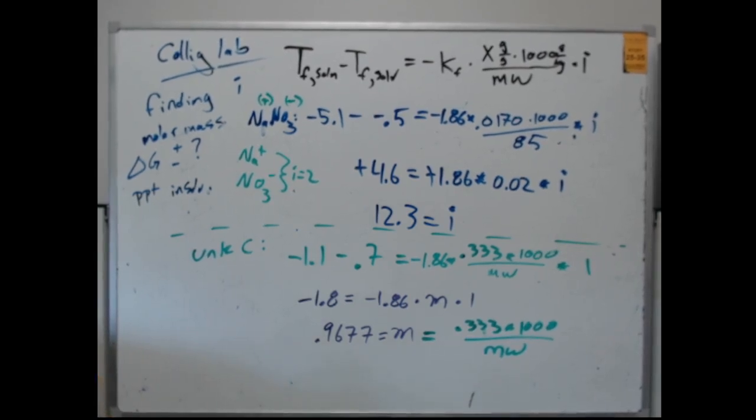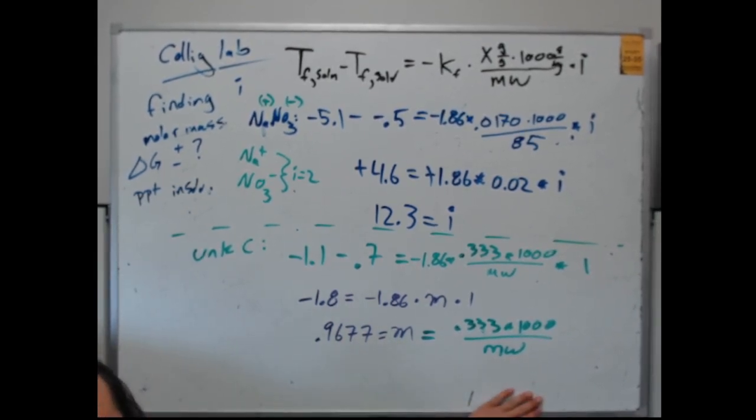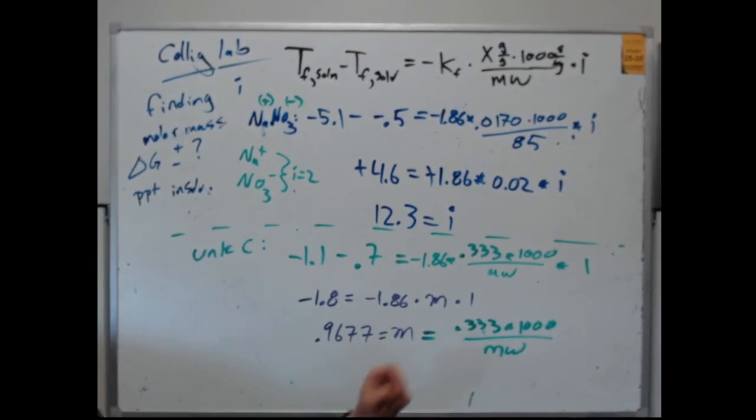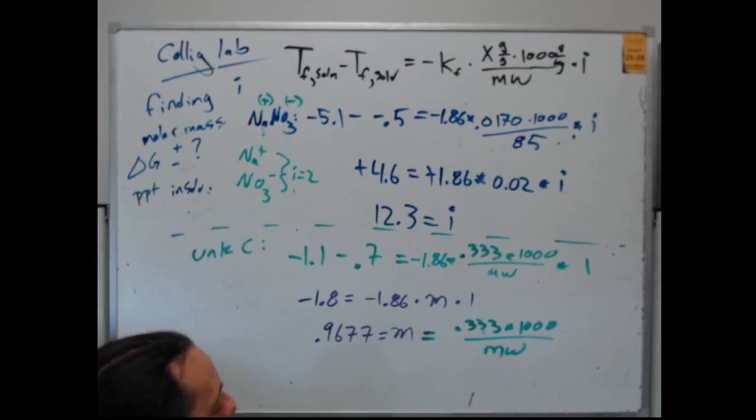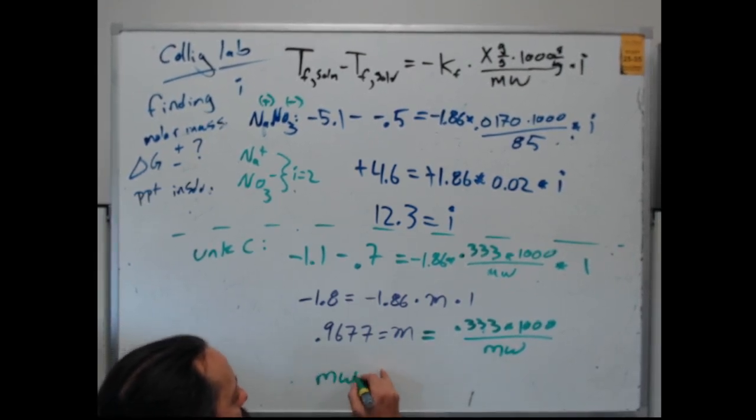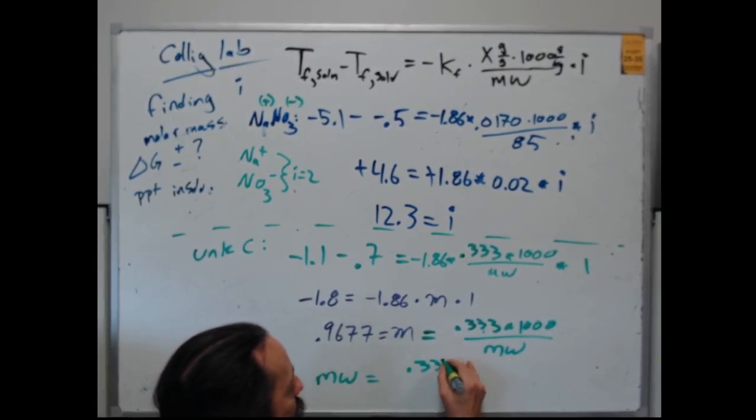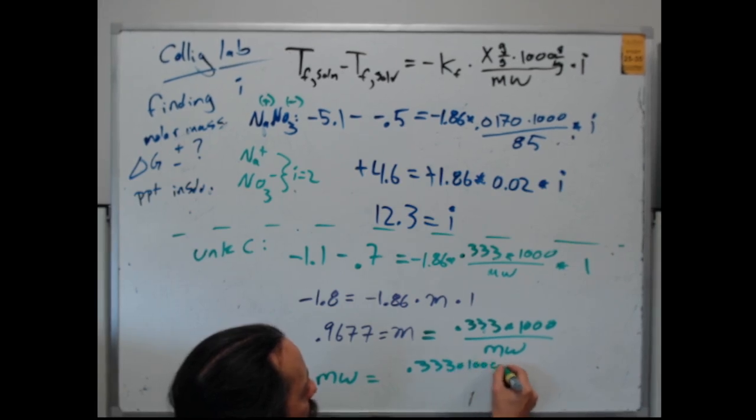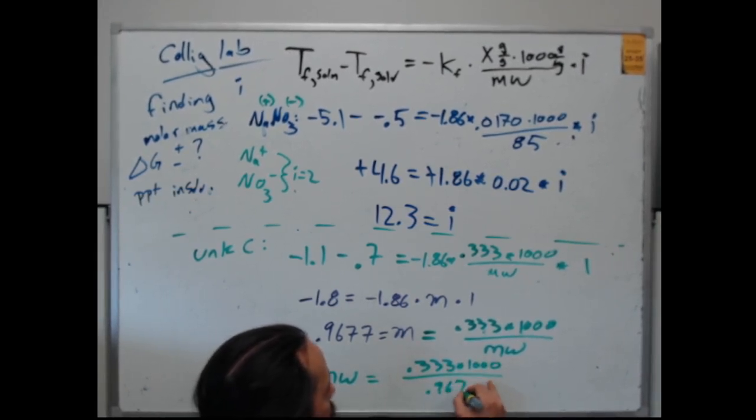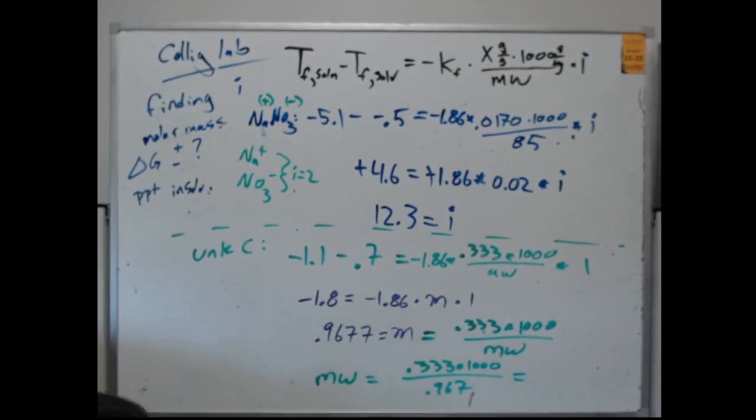Wouldn't that mean that the 0.9677 is your molecular weight? No, because I still have to do the rearrange, right? I'm going to multiply by molecular weight divided by the 0.9677. I got to take that 0.333 into account. Oh, okay. So then we just do a little rearrange, and I'm going to end up with molecular weight is equal to 0.333 times 1,000 divided by 0.9677, and we'll get an answer for that. Okay.